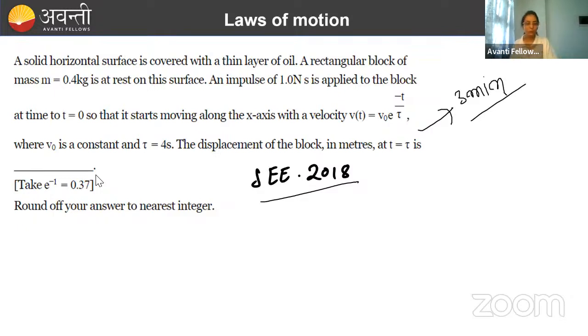This is from your basic applications of Newton's law. Okay, so do it. It covers laws of motion actually.